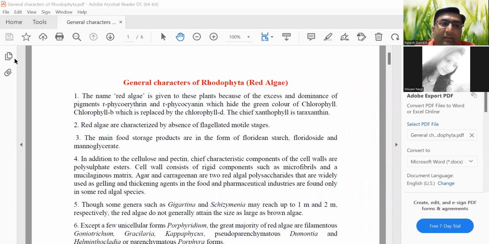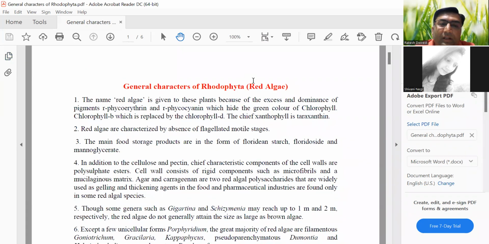The general characters of the rhodophyte. जैसा कि मैंने आप लोगों को कल भी बताया था कि जो एल्गल क्लासिफिकेशन है, it is based on the crude classification or the primitive classification. It is based on the thallus color, the type of flagella, life cycle, cell wall characteristic features, then cell type, flagella, stigma. There are many other characters.